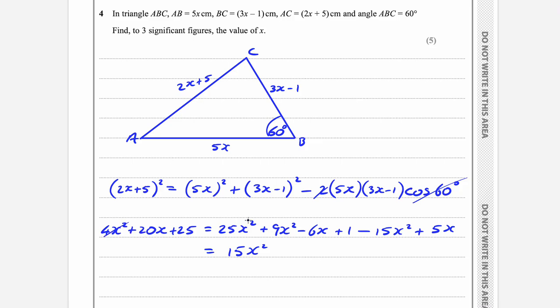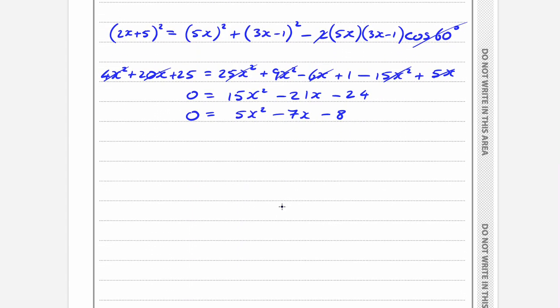Okay, that's that, and that. Okay, and then we have minus 6x plus 5x is minus x, minus 20 is minus 21x. That's that, and that. And then we've plus 1 minus 25, which is minus 24, and this equals 0. We then can divide everything by 3. 5x squared minus 7x minus 8 equals 0, and then solve this however way we want. Now he says to 3 significant figures, which tells me it probably doesn't factorize.